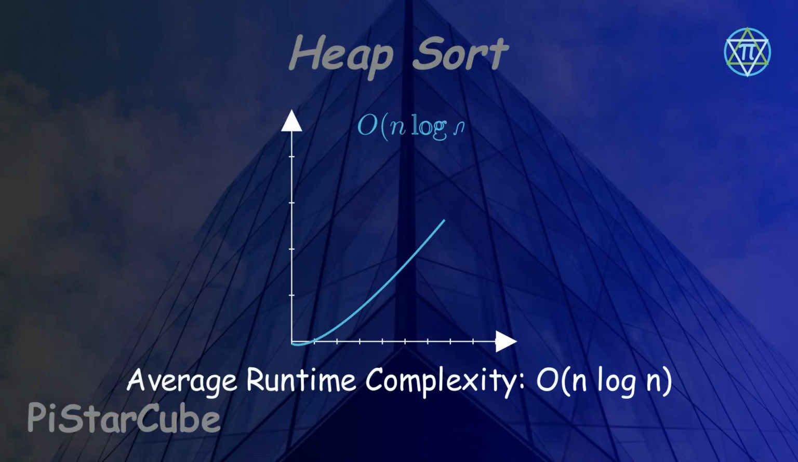Here we see the runtime complexity of heap sort. Notice that it has a consistent runtime complexity of n log n for best, average, and worst case. This makes it reliable and predictable.